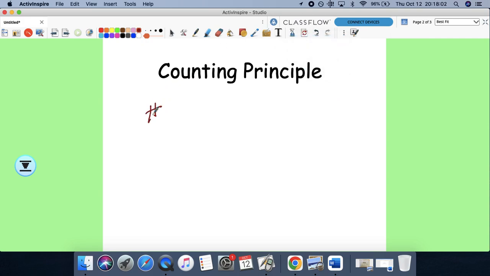Number 9, again, you can use the fundamental counting principle, right? The counting principle says that you can multiply the number of choices in one category times the number of choices in the other category, times the number of choices, etc., in each category to get the total number of possibilities.